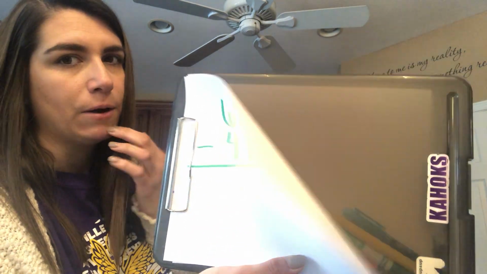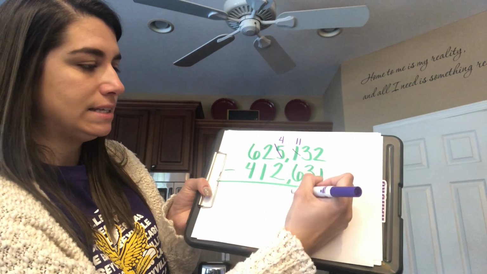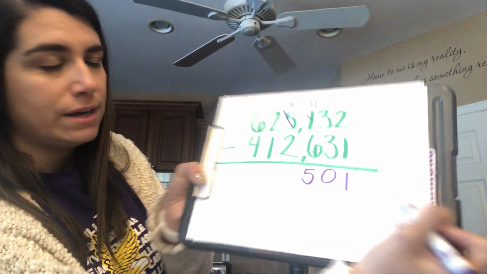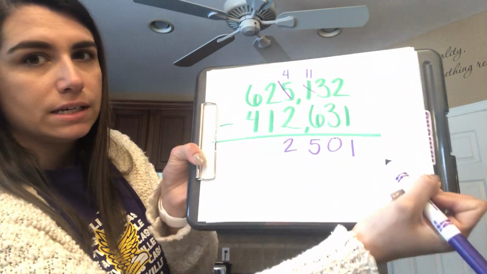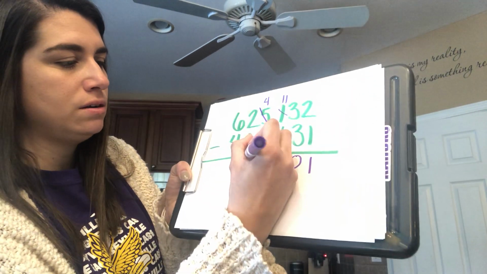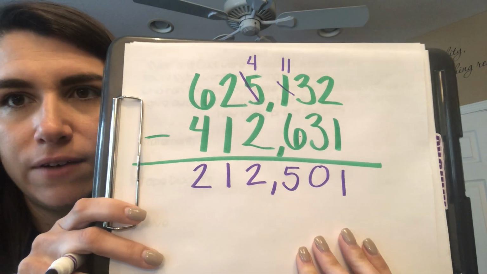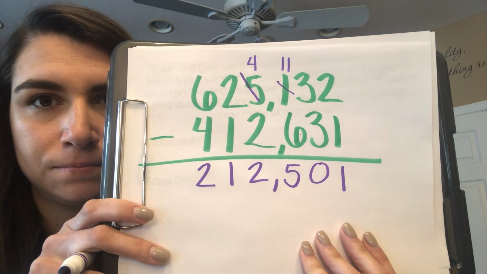So I'm going to go ahead and keep going. 11 minus 6 is 5. 4 minus 2 is 2. 2 minus 1 is 1. 6 minus 4 is 2. So you should have gotten 212,501. All right, and there are your standard algorithms. So now we have 2 word problems.